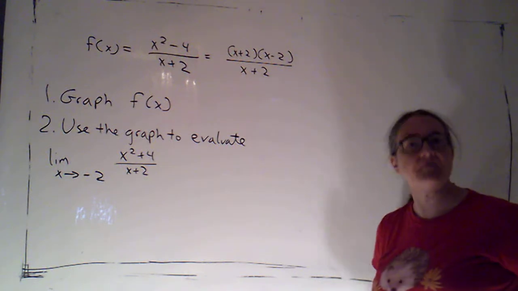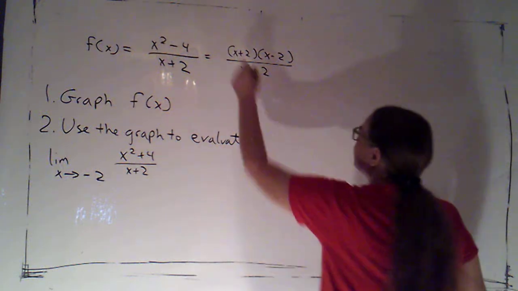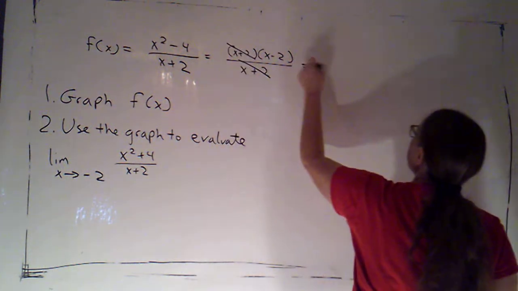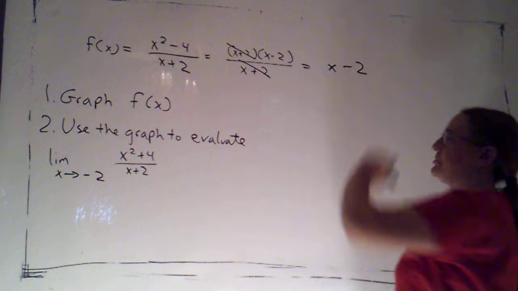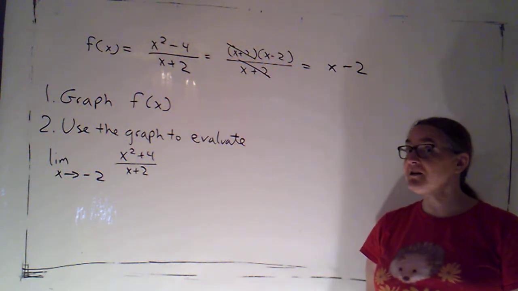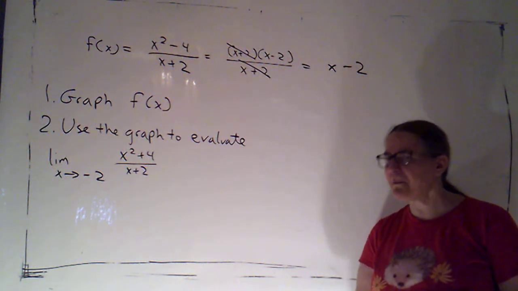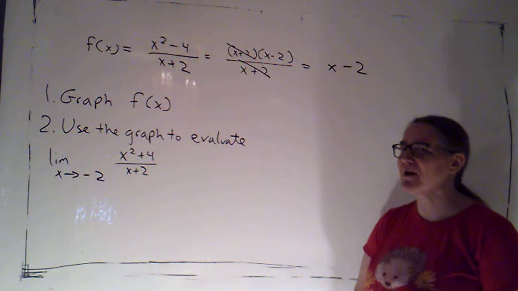And I'm about to make a mistake. I want you to see if you can catch me. I'm going to cancel that. I'm going to say that's x minus 2. I have made my mistake. If you see what I did wrong, great. If not, pause the video for a second. Think about it. See if you can catch my mistake.